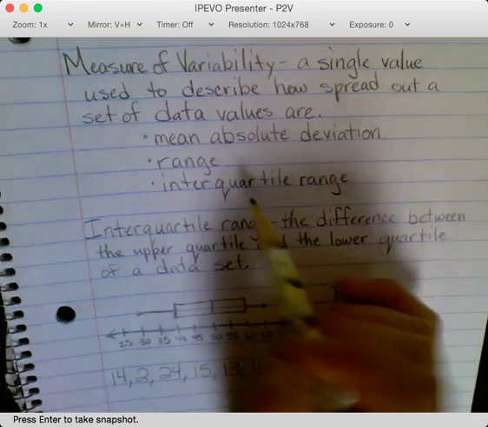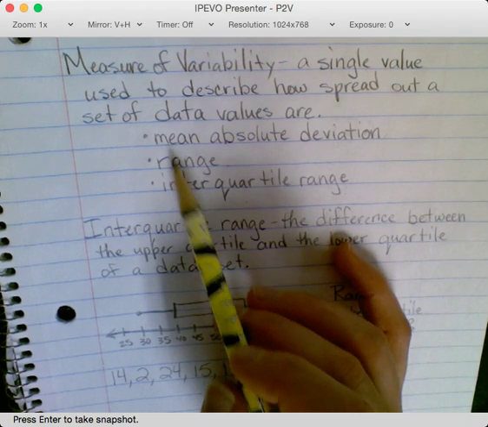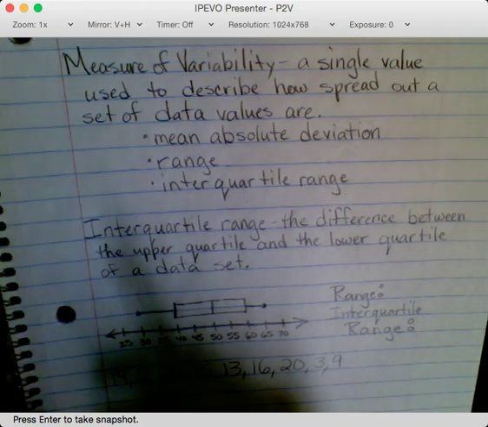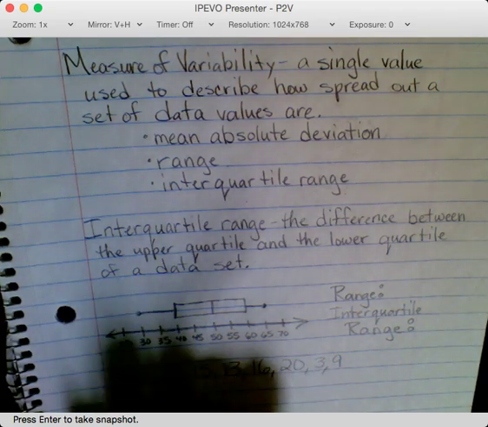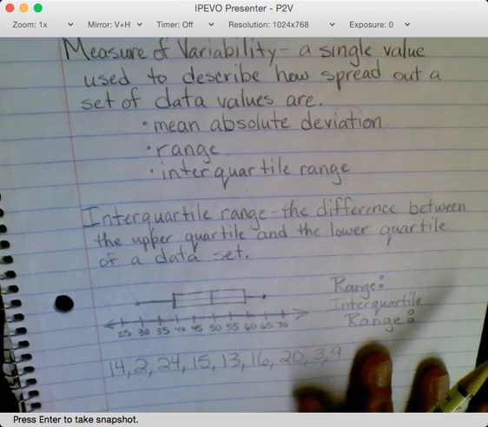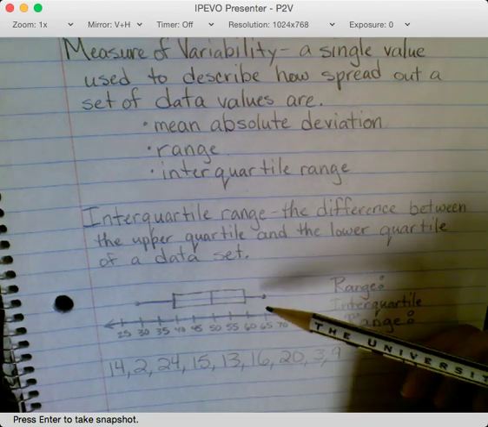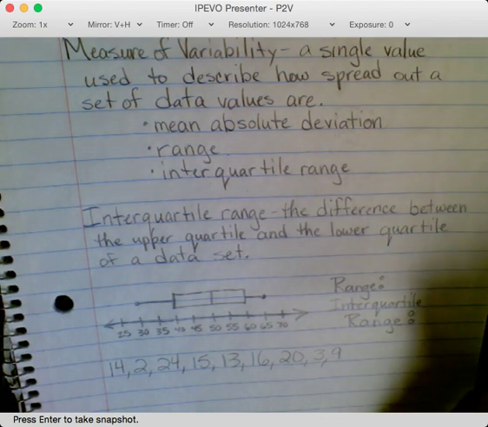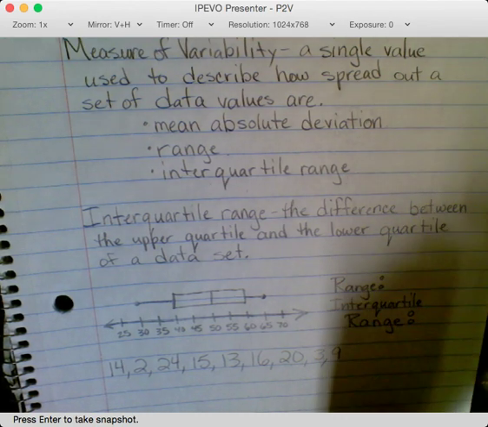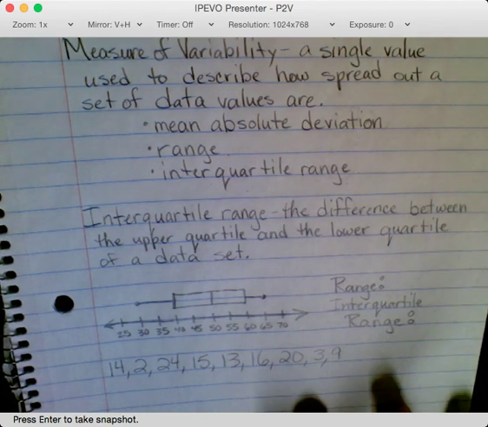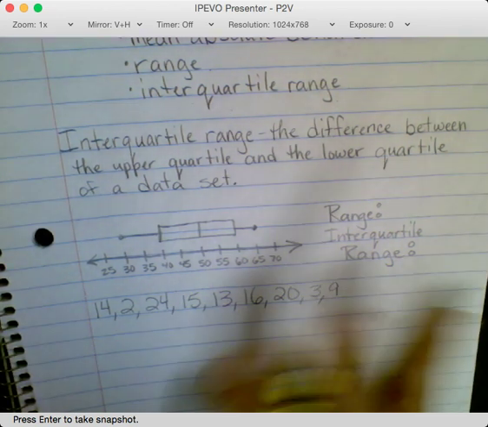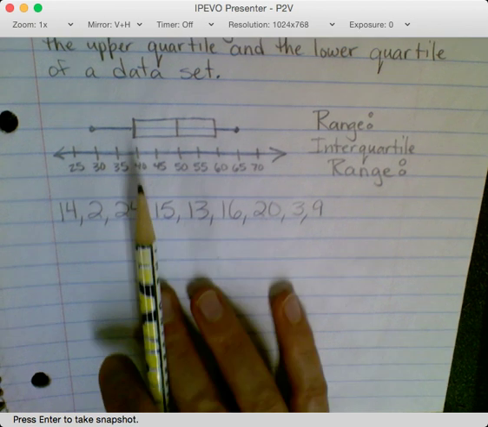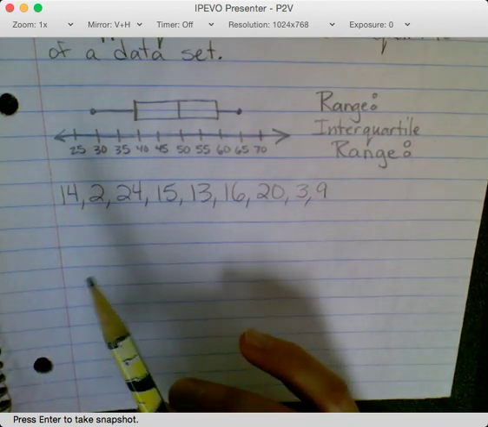Really, the one of these that you're going to have the most time on is the absolute deviation. So we will focus mostly on the range and the interquartile range, since I have a whole video that describes the mean absolute deviation. So if you want more information on that, watch that video. Otherwise, this video is just talking about range and interquartile range.